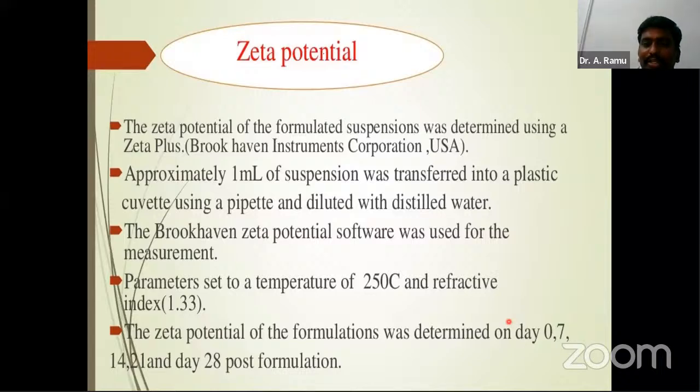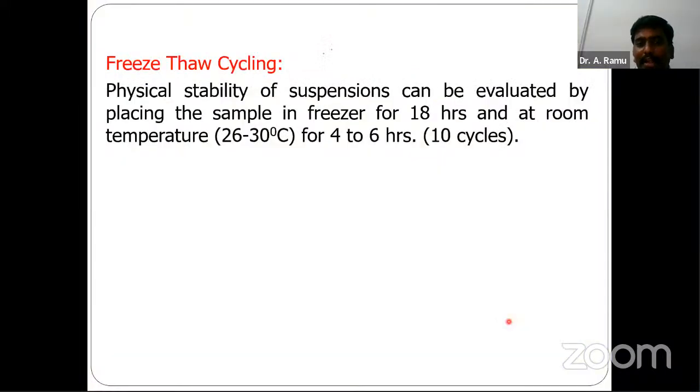So this is how the zeta potential of the suspension can be determined. And next, you have to evaluate the effect of temperature on the physical stability of the suspension. The effect of temperature on physical stability of the suspension can be done by means of freeze-thaw cycling.